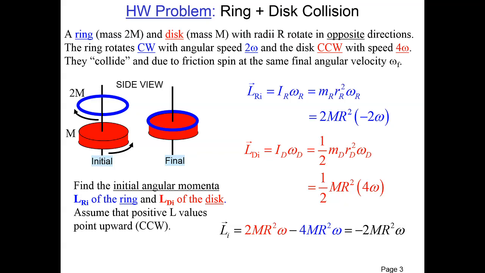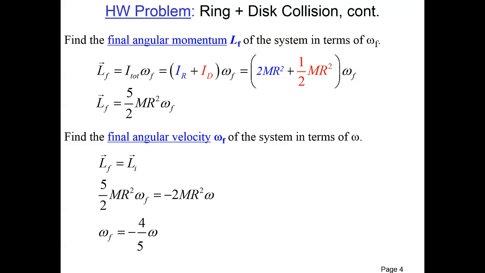And so then we add them all together, so we get the negative 4 mr squared omega from the ring and the 2 mr squared omega from the disk, and we add them together to get a negative 2 mr squared omega. So now we want to find the final angular velocity in terms of the initial angular velocity.